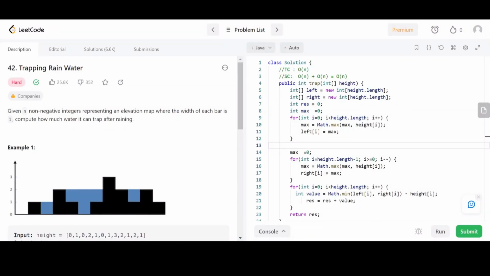Today we will see another LeetCode problem, that is Trapping Rain Water. It's a hard level question and it's a very popular question, as you can see from the likes. So let's read the problem statement.